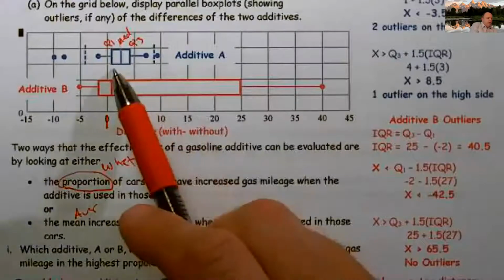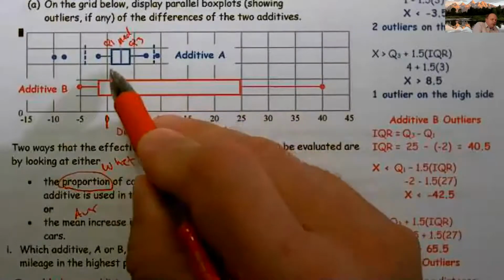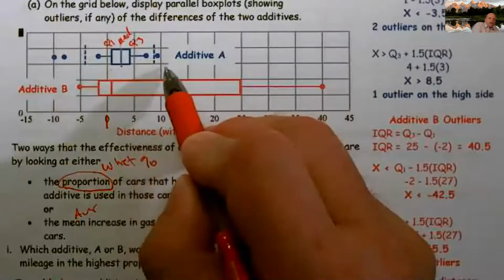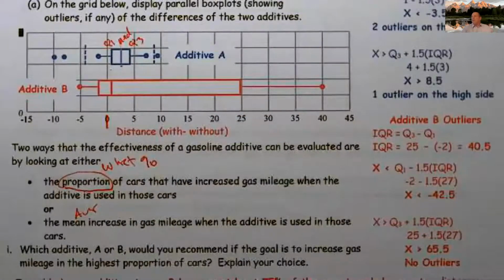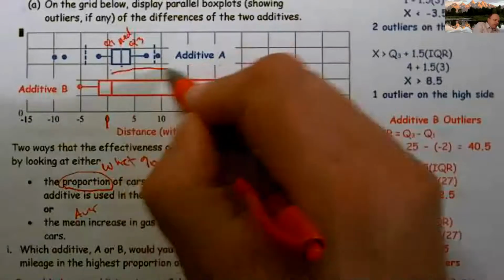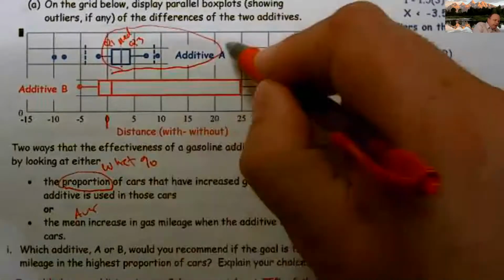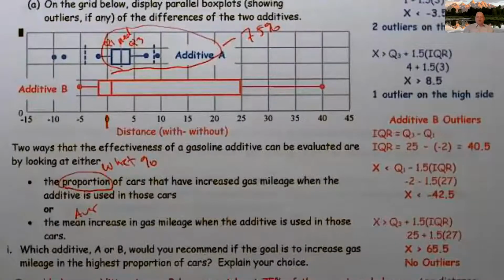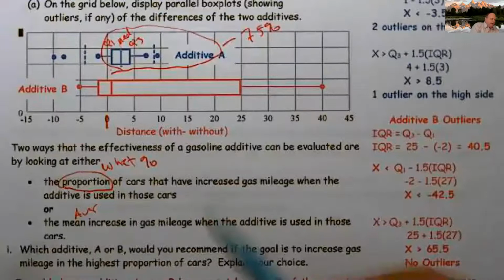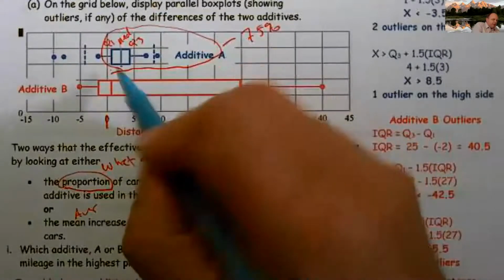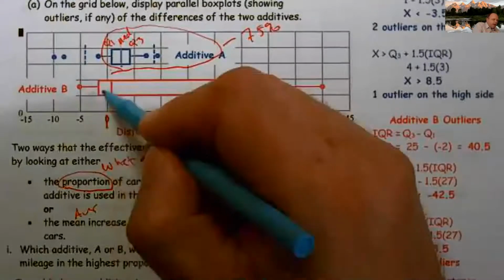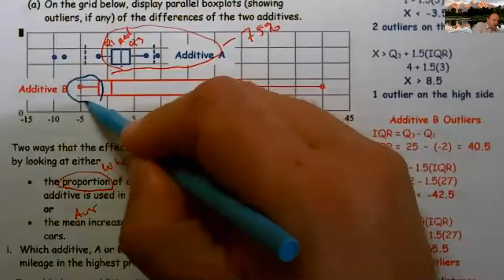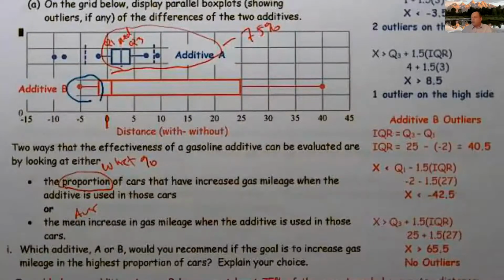Well, when I look at additive A, that's 1, 2, 3 quartiles, or 75% of my data is above. So in this case, 75% of the cars had an increase. Whereas when I look at additive B, I know greater than 75, I know that at least 25% of the cars had a decrease.